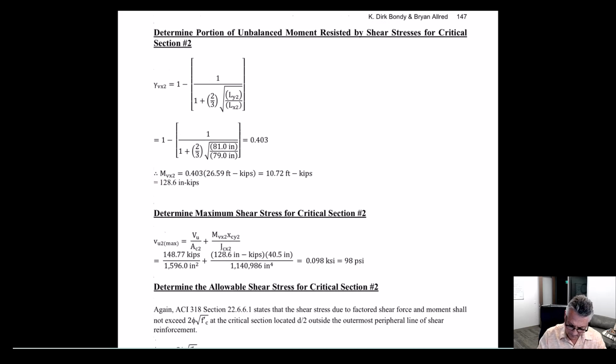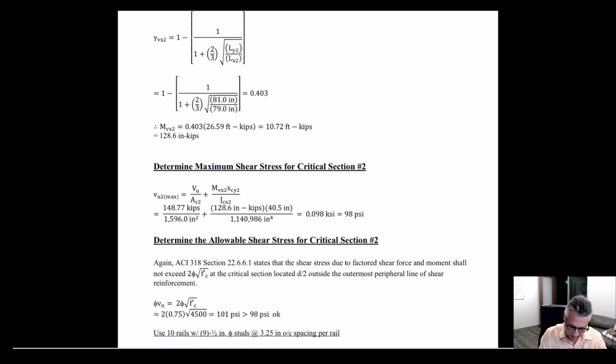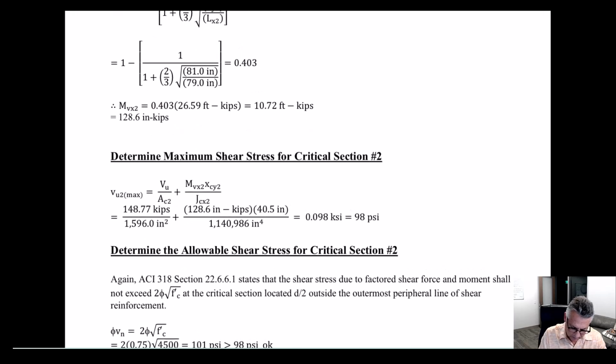Okay, so the maximum shear stress that we have, remember we have the direct shear, the Vu over the total area of critical shear plane number 2, plus the bending, and it's always going to make sense to do the plus, because the subtracting one's not going to be the critical one.